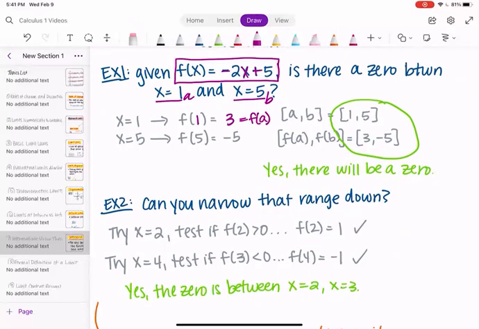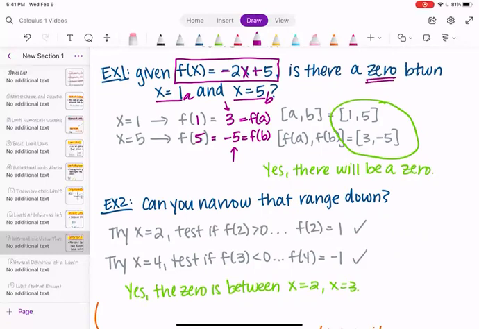And then I plug in 5, and I get -2 times 5 is -10 plus 5 is -5, and I get my f of b. So first of all, the thing to notice is that one of my numbers is negative and one of my numbers is positive. And the question was asking, is there a 0?